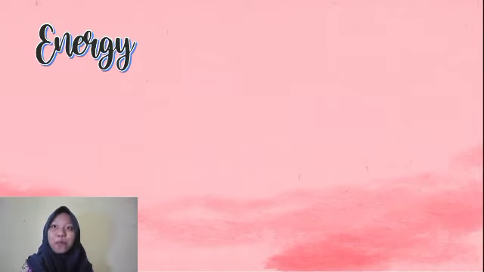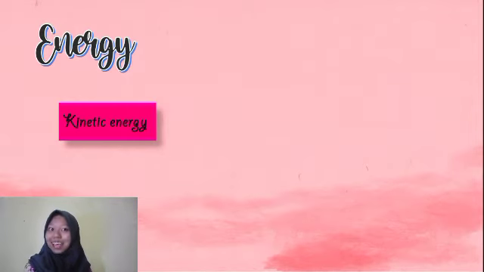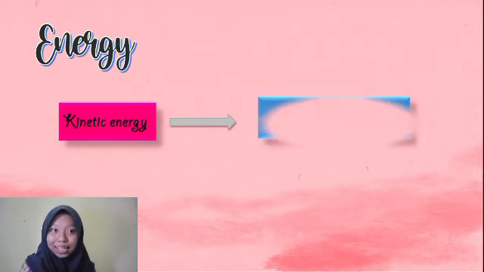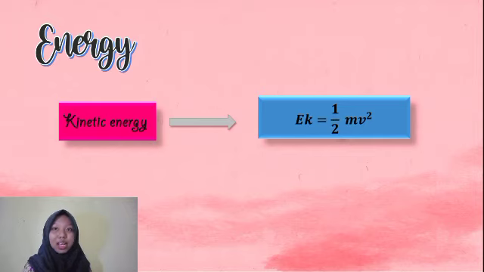The energy of motion is called kinetic energy, from the Greek word kinetikos, meaning motion. We define the quantity 1/2 mv² to be the translational kinetic energy of the object.